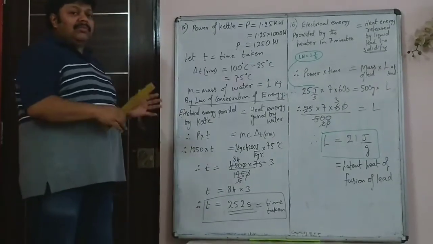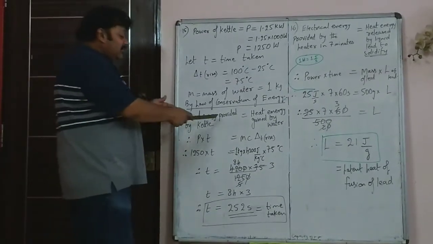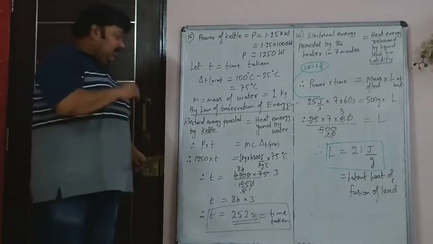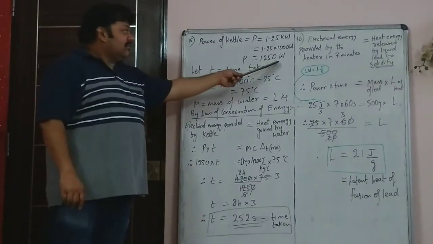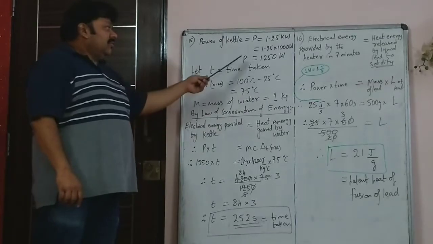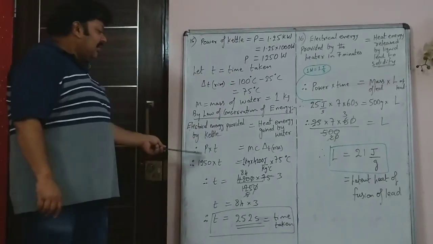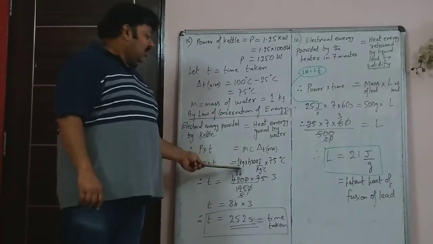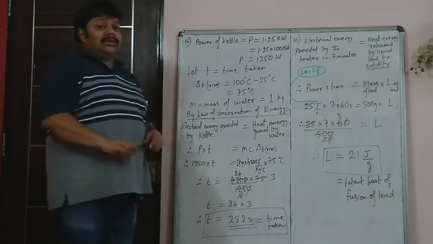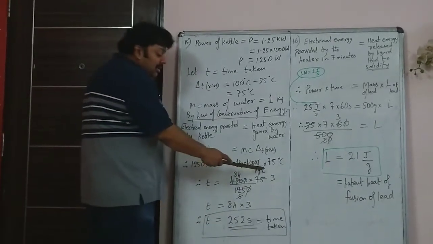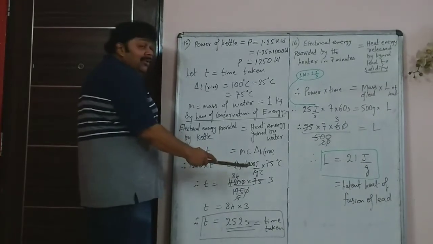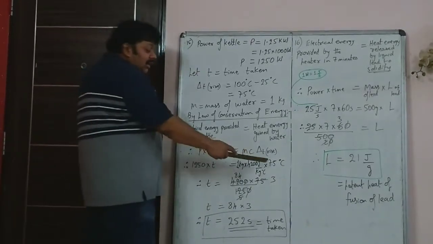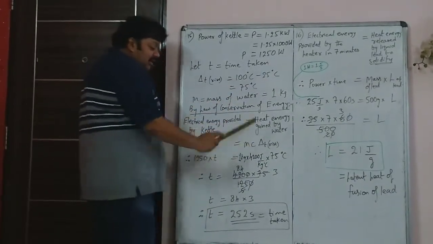And the mass of water taken in the kettle is 1 kg. So again the same logic, law of conservation of energy, the electrical energy provided by the kettle will be equal to the heat energy gained by water. So power into time is equal to mc delta T, where m is the mass of water, 1 kg. So specific heat capacity, you have to take it in joule per kg degree Celsius. You can't write 4.2 here because this is in kg, this value also should be in kg. And the rise in temperature is 75 degree Celsius.